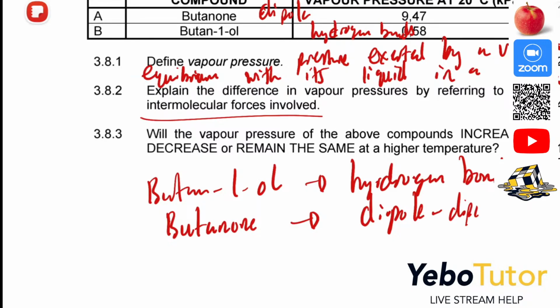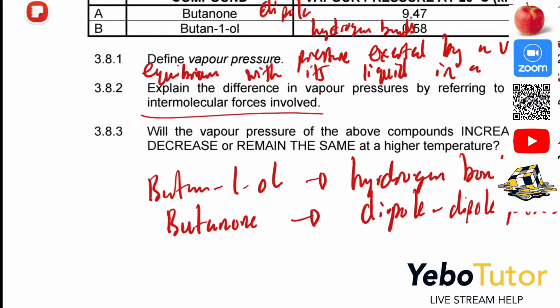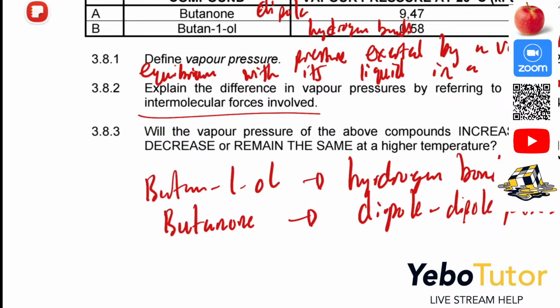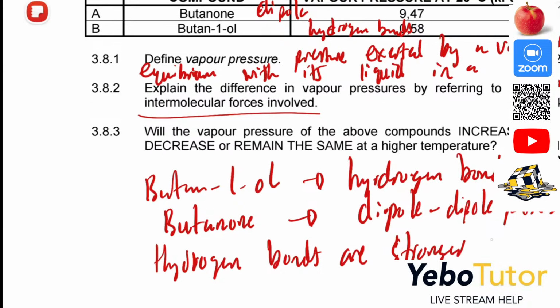Dipole forces. You're already on 2 marks over there. So what does this mean? This means that hydrogen bonds are stronger than the dipole forces.